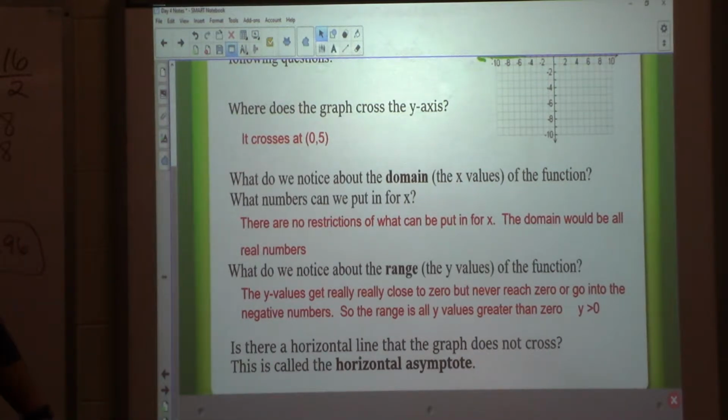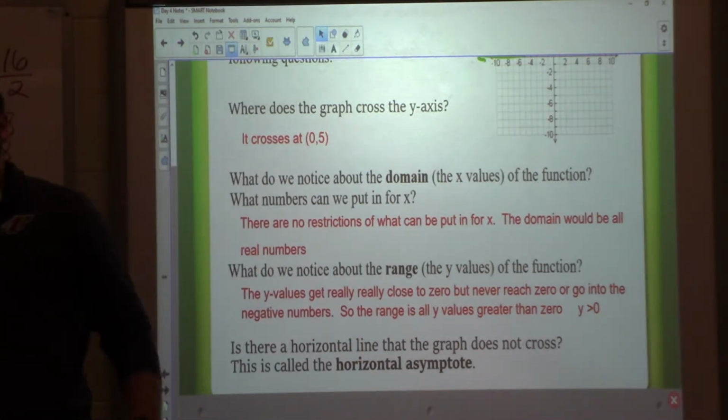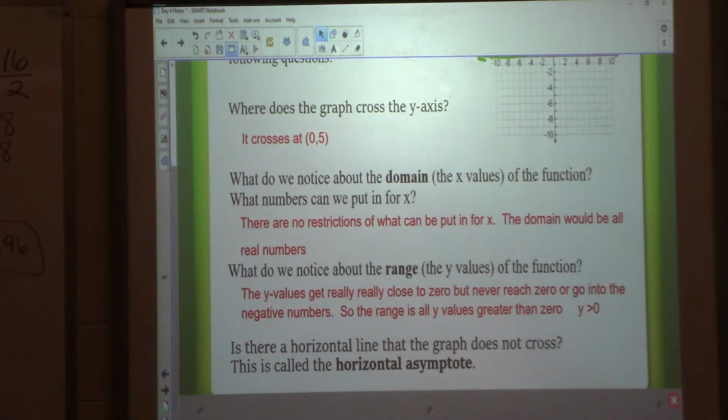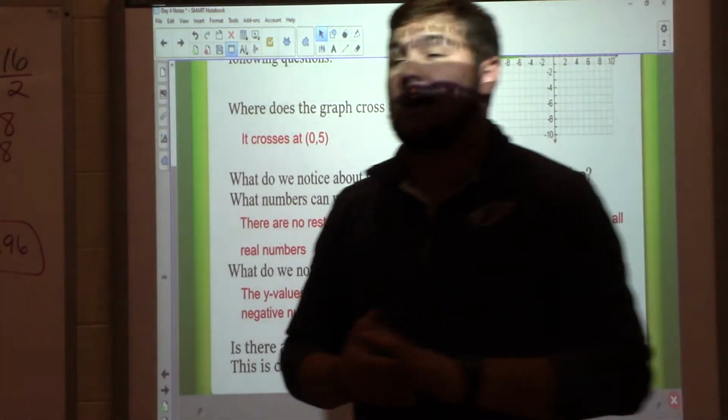And lastly, is there a horizontal line that doesn't cross? Yeah, we just talked about it. It's the x-axis, right? It's y equals 0. An asymptote, that's a really key vocabulary word. We won't have a vocab quiz, you don't need to worry about that. But you will see that in FST, you will see that in pre-calc. An asymptote is a line that our graph will never cross.